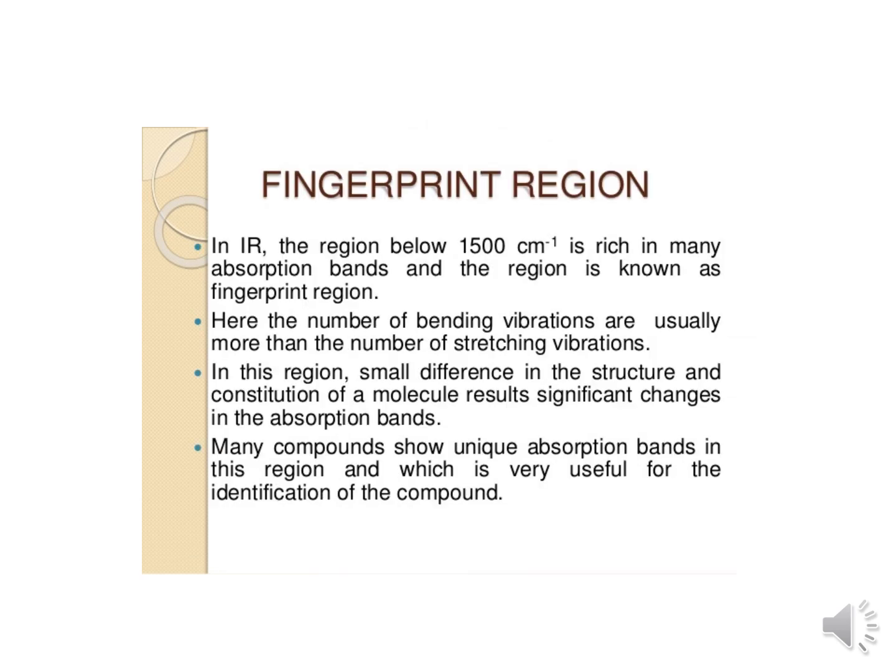So this is very important in IR spectroscopy: the fingerprint region. In IR spectroscopy, the region below 1500 centimeter inverse is called the fingerprint region. Here the number of bending vibrations is usually more than the number of stretching vibrations. So in this region, small differences in the structure and constitution of a molecule result in significant changes in the absorption bands. Many compounds show unique absorption bands in this region, which is very useful for the identification of the compound.